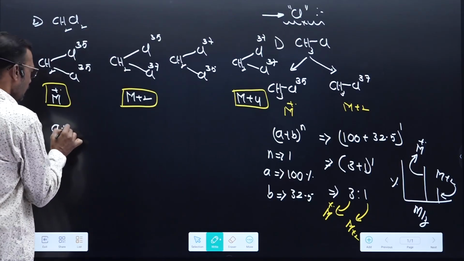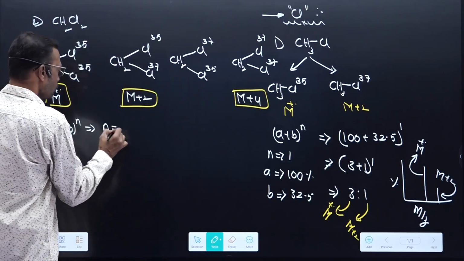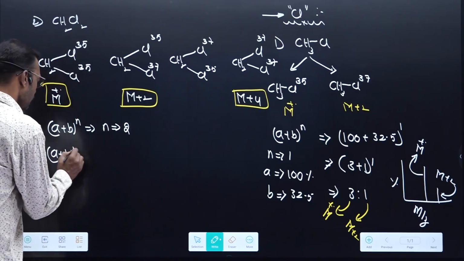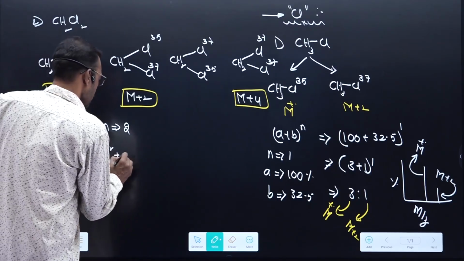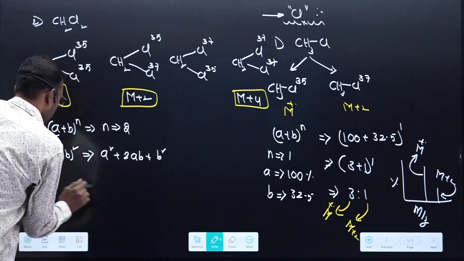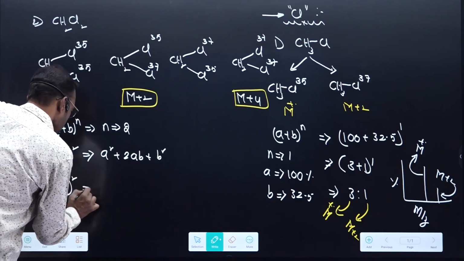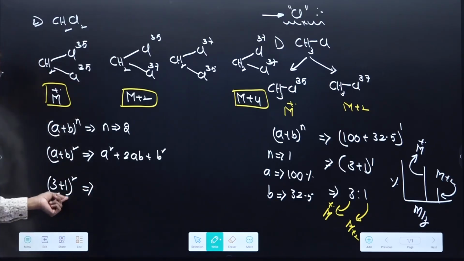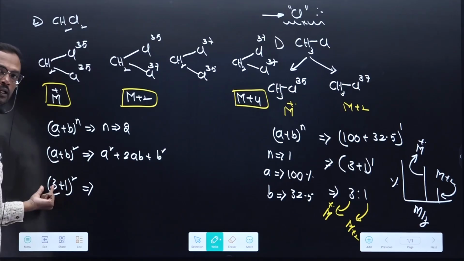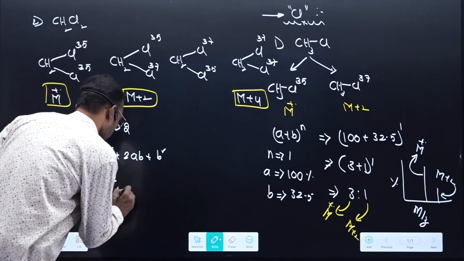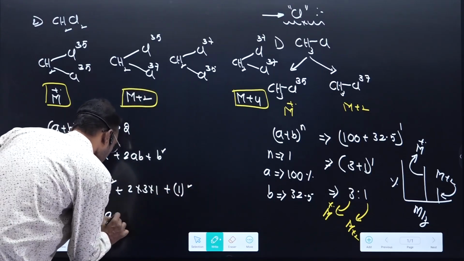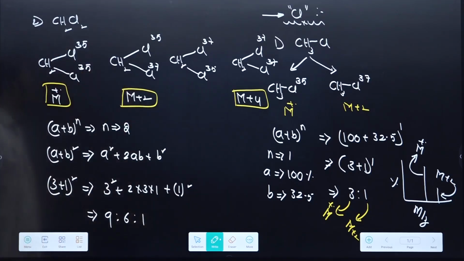Now, if you apply (A plus B) to the power n, where n is equal to 2 since 2 chlorines are given, so (A plus B) to the power 2, the formula is A square plus 2AB plus B square. Now, we know this is 3 plus 1: the lighter isotope is 3, the heavier isotope is 1. In natural abundance, the heavier isotope abundance is only 1/3 of the lighter isotope. So I can say directly 3 square, 2 into 3 into 1, plus 1 square. So finally this becomes 9 is to 6 is to 1.